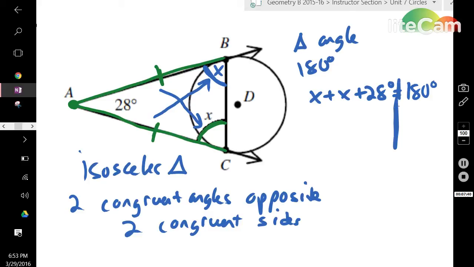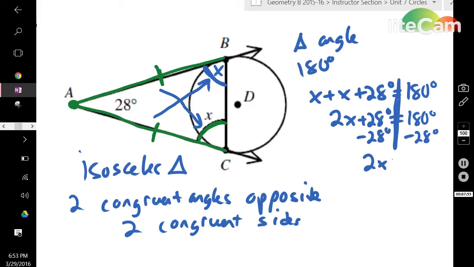Now I have one equation with one variable to solve. So I can add like terms. 2x plus 28 equals 180 degrees. Subtracting 28 degrees from both sides. 2x equals 152 degrees. Divide both sides by 2. X is going to be equal to 76 degrees.